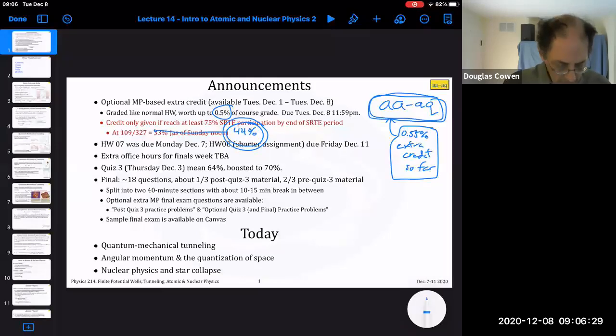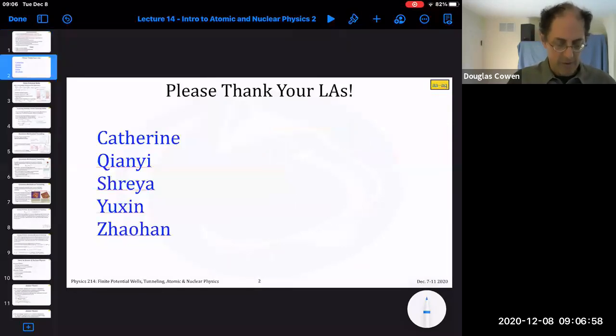Okay, so today we're going to continue our discussion of quantum mechanics focusing on tunneling. And then we'll talk about angular momentum and how the quantization that's created, if you will, by the Schrodinger equation leads to the quantization of space in some sense. And finally, we'll talk about nuclear physics and, if there's time, star collapse.